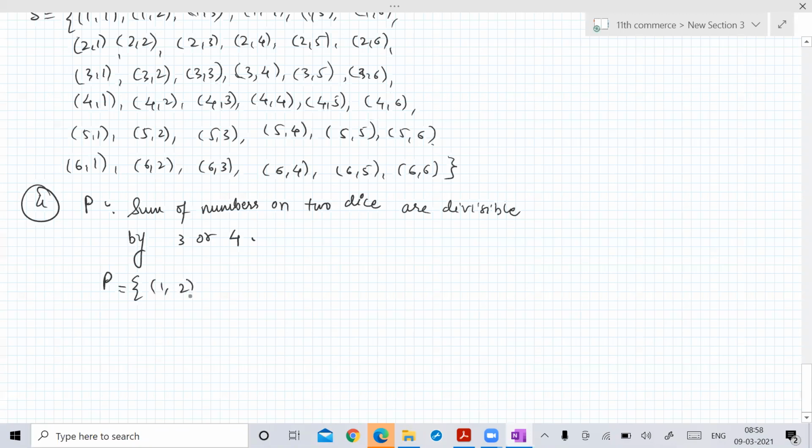3 or 4, so it should be 1,2; 1,3. Sum of numbers on 2 dice divisible by 3 or 4. So divisible by 3 will work and divisible by 4 will also work. First we collect all the pairs with 1. The sums are 3, 4, 6. 6 is divisible by 3. All right.